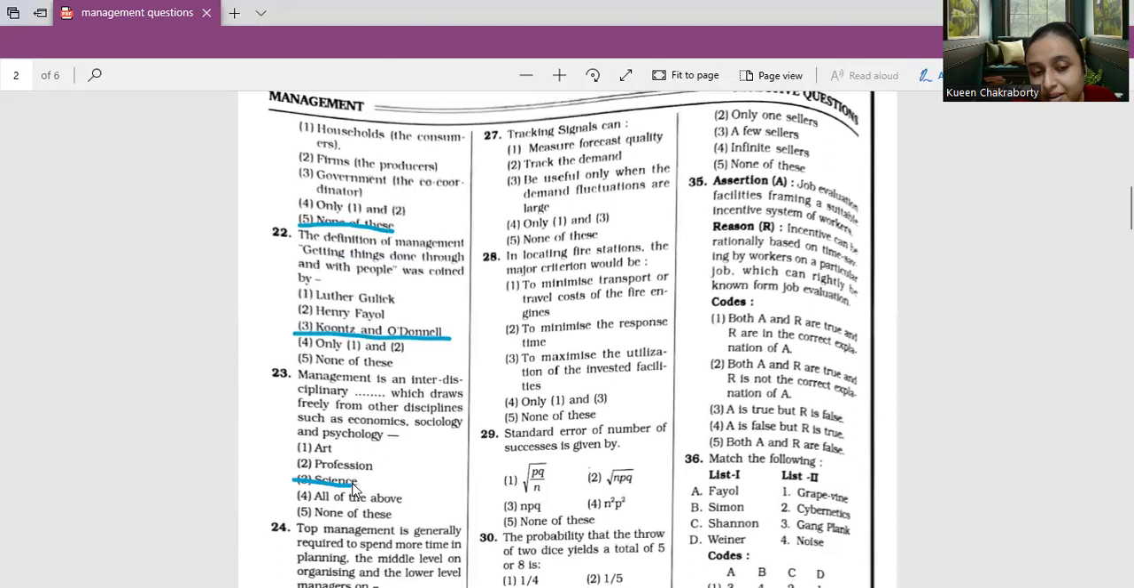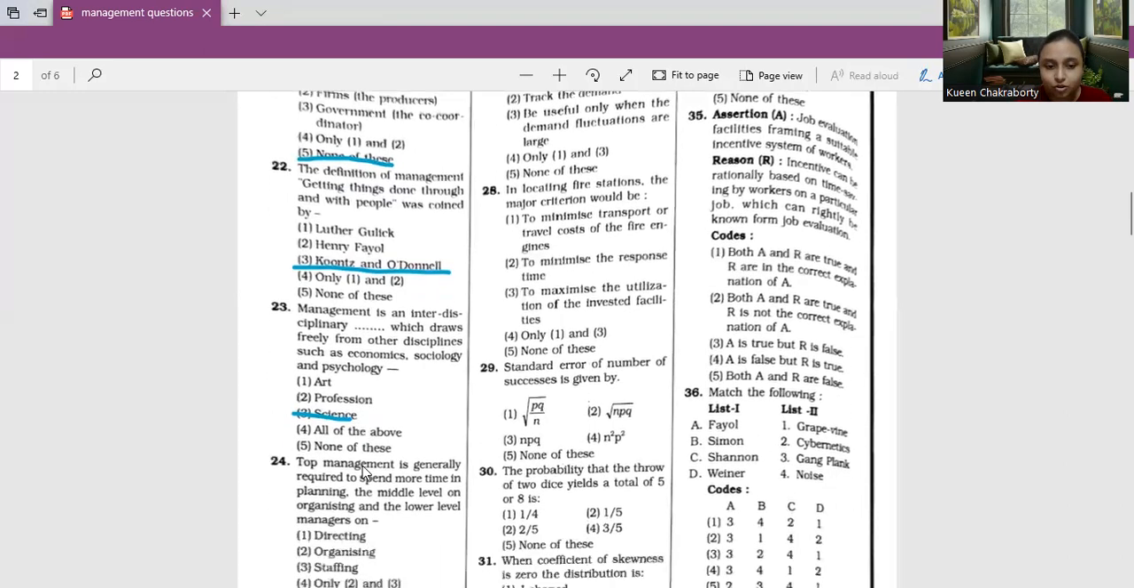Now, don't mix this up with the concept that management is termed as art as well as science. But here we are talking about interdisciplinary. So that is why we are choosing option number 3, science, as the correct answer. Next, moving on to question number 24.